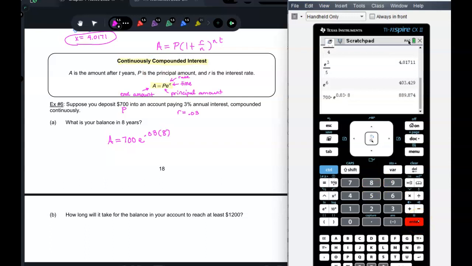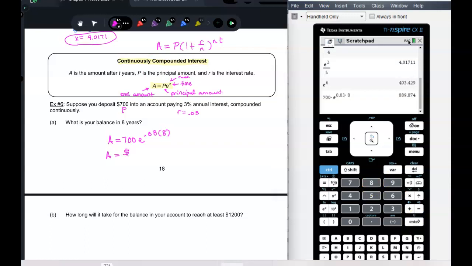889.874. Since it's money, let's just round to the nearest cent, so 889.87. As you can see, if you have $700 at 3% interest over 8 years, you've made how much? $190? Not great.